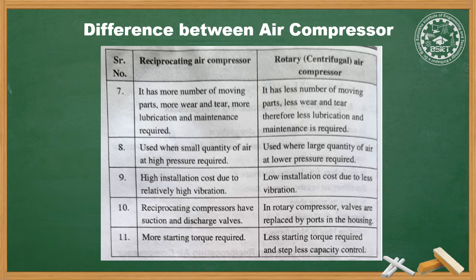There is a high installation cost for the reciprocating air compressor due to higher vibration, whereas there is a low installation cost due to less vibration in the rotary air compressor. Reciprocating compressors have suction and discharge valves, whereas in rotary compressors the valves are replaced by ports in the housing. More starting torque is required in the reciprocating air compressor, whereas less starting torque is required in the rotary air compressor, and it has stepless capacity control. So these are the differences between rotary and reciprocating air compressors.